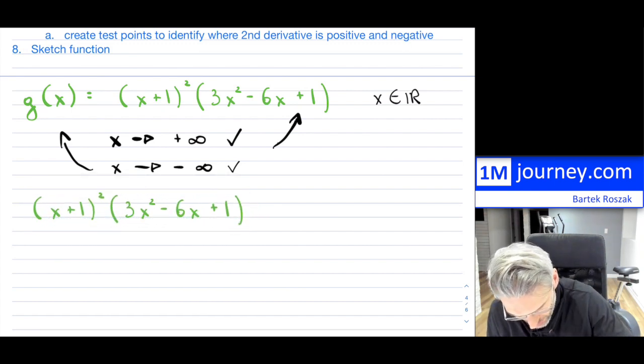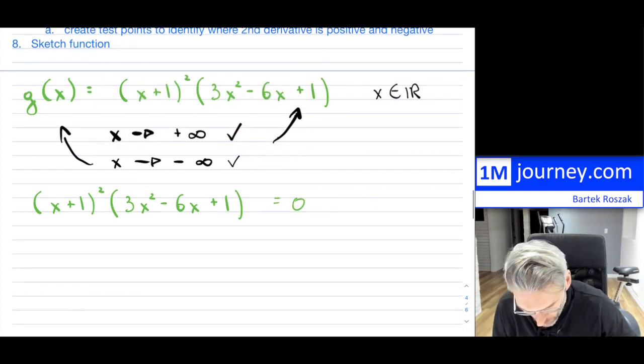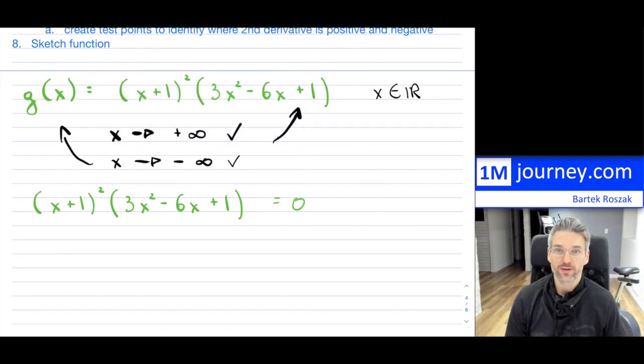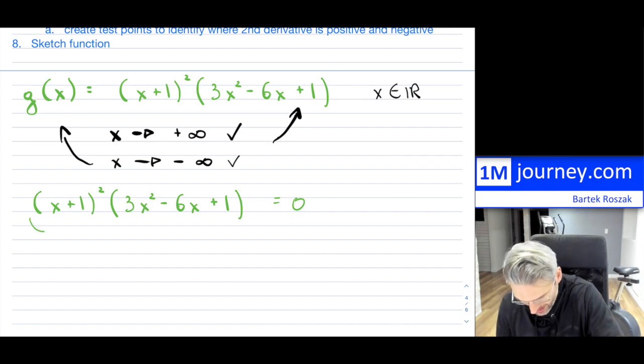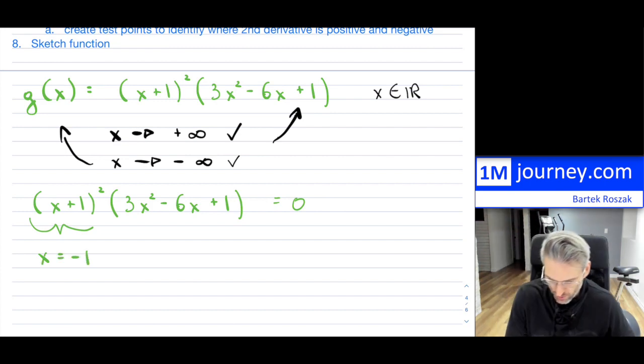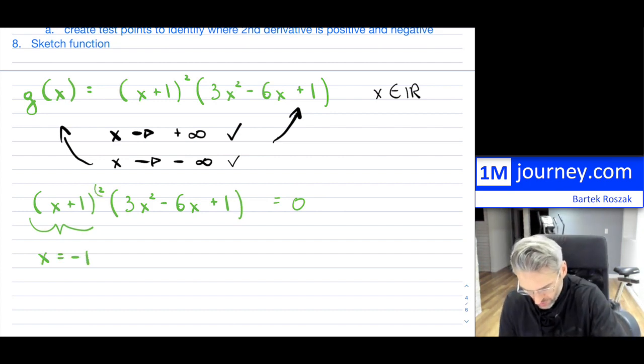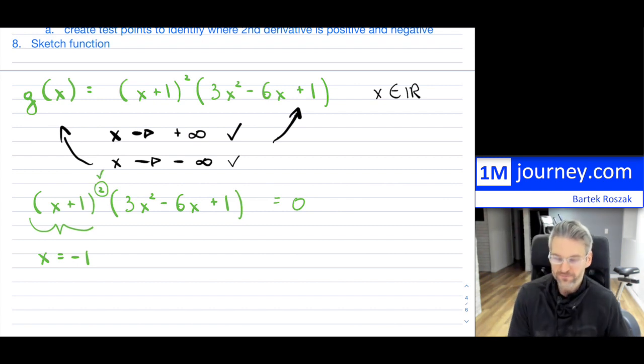And what we have to do is set this equal to 0 and find out where our roots occur. Now, we can actually see from right here, so it looks like x equals -1 is going to be one of the roots, and there are 2 of them because this is squared. So that's what we have there.